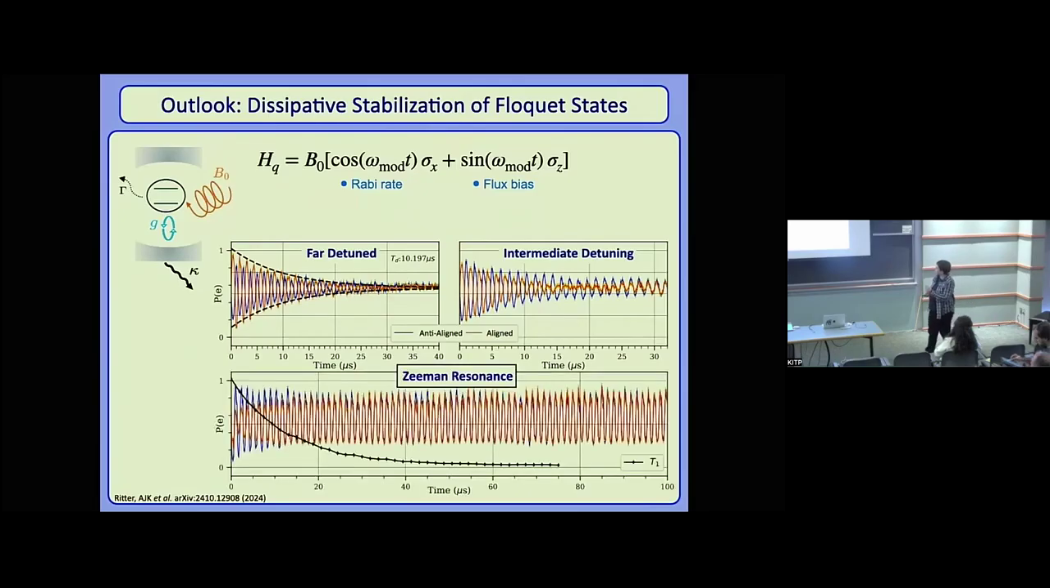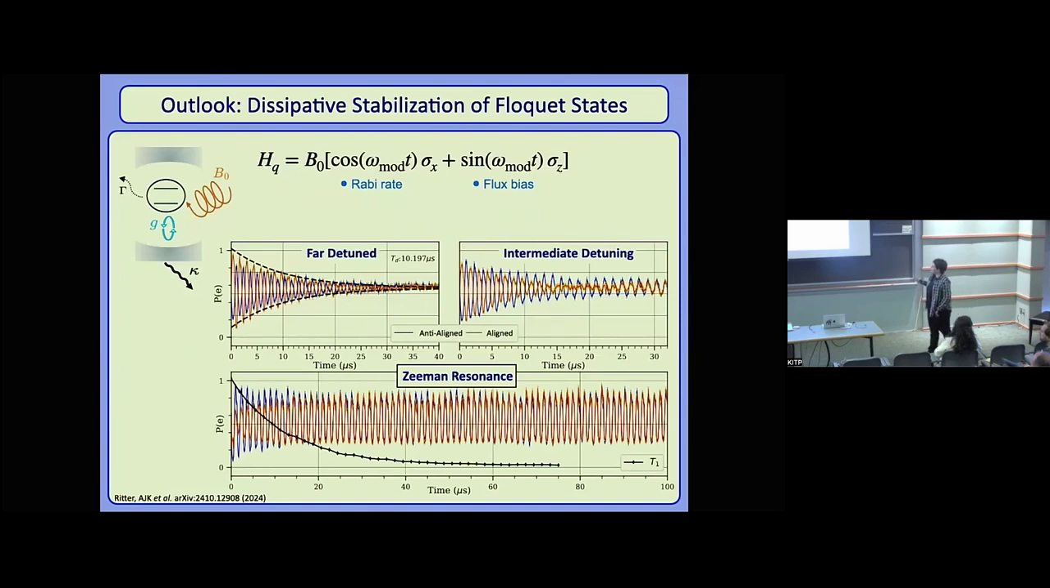And if you go even closer to resonance, you get a much more dramatic effect. And so these are oscillations going on for 100 microseconds, and you see that both initial states converge to the same thing. And I've put, for comparison, a T1 curve of this qubit. So this is doing this oscillation happily long, long past the lifetime of the qubit.